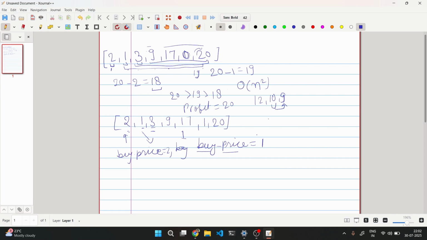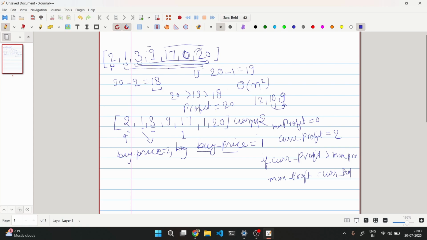So now 3 minus 1 is going to give us a profit of 2. This is going to be our current profit, right? And we can have our max profit equal to 0, and this current profit is 2. Now we can see if current profit is greater than max profit, we will just update the max profit. So max profit is going to be current profit, and we will just go on to the next element.